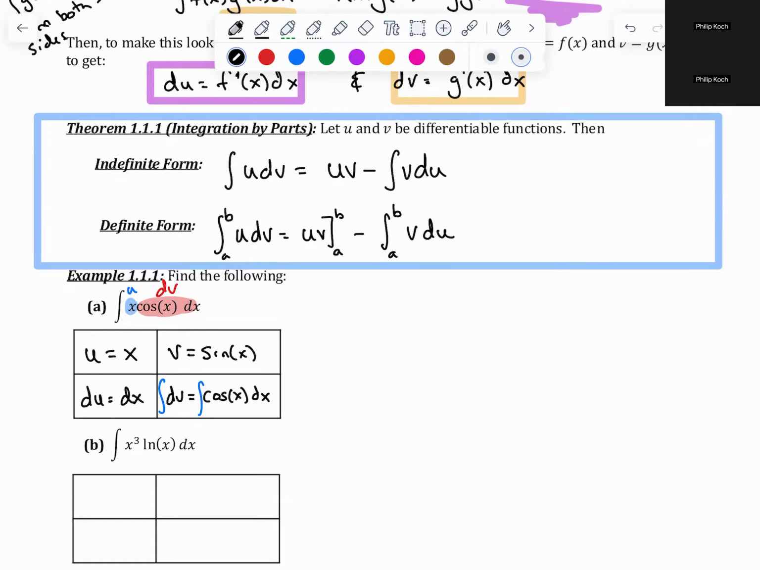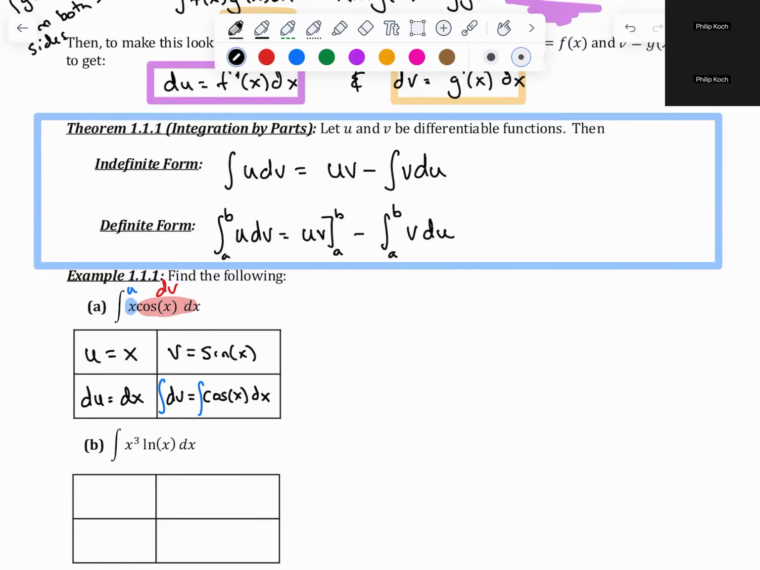Yes, technically plus c, but we're going to just have a constant at the very, very end, so why bother putting it here when we're going to have to add a constant anyway? Any questions on that? I know it seems weird, but just suspend disbelief for a moment. Any questions on how I got sine x or du? We decided not to add the plus C because we'll add it later.